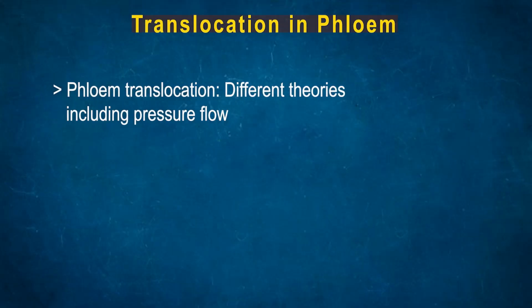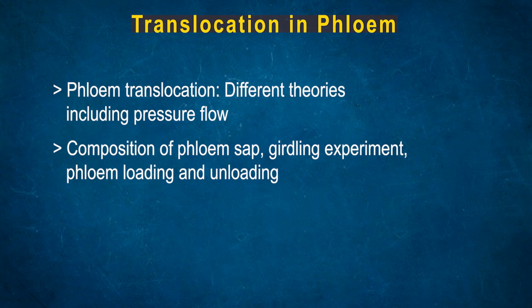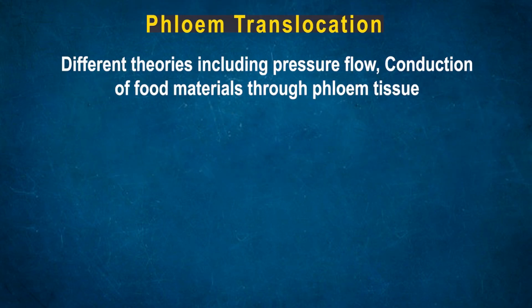So here two topics will be covered: phloem translocation, different theories including pressure flow, and the second one is composition of phloem sap, different types of experiment, and phloem loading and unloading. The first topic is phloem translocation, different theories including pressure flow. That is the conduction of food materials through phloem tissues.